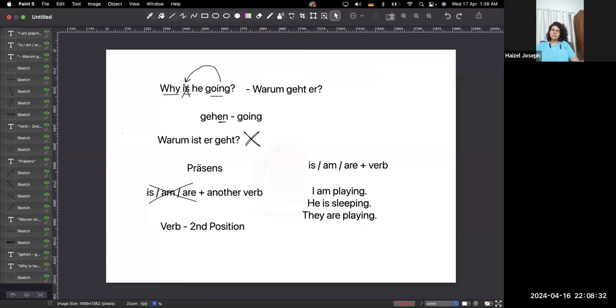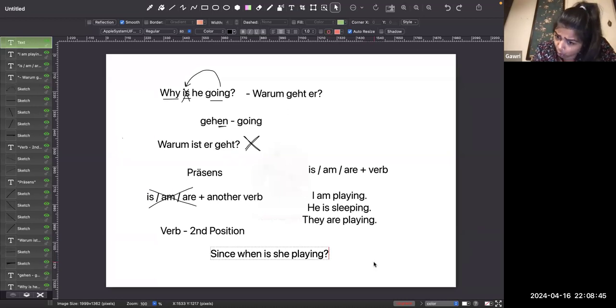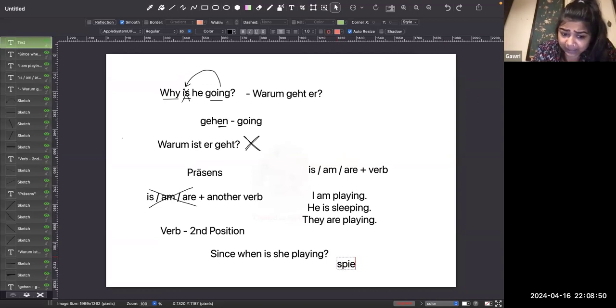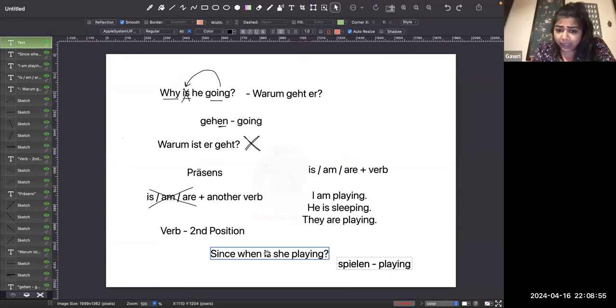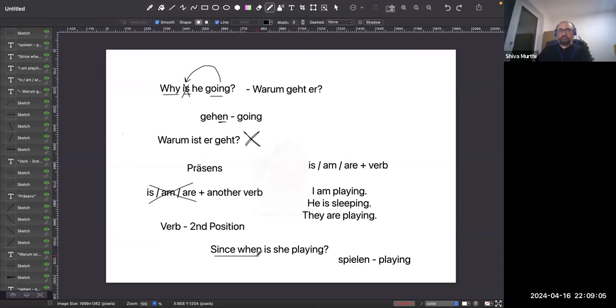Yeah. So guys, if there is a sentence like this, since when is she playing? Again, you have to translate this sentence on your own. For playing, the word we have written in our notes, I am writing it again. Here it is spielen. And for since when, you will find the question in the W question list. Take your time, translate this sentence.